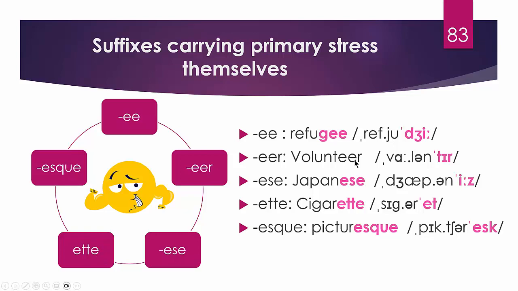So ee, like refugee, like you see here, the stress on the ee. Eer, volunteer, okay, eer. Japanese, ese. Cigarette, ette. And picturesque, esque. These are the strong bad boys. Okay, there are five. Don't forget about them. They carry the primary stress.